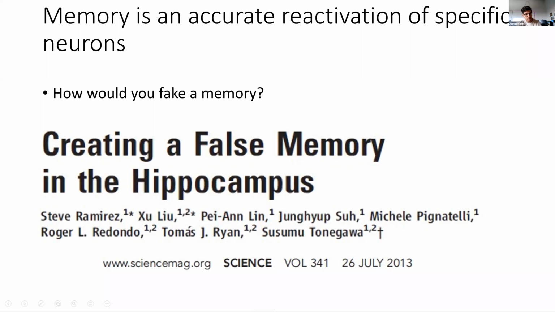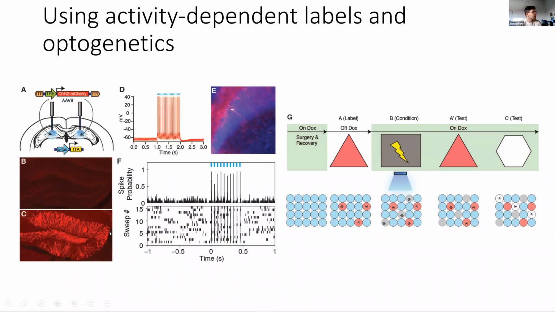Of course, it's a science paper, but it's not too long actually, and the explanation is fairly clear. So, creating a false memory in the hippocampus. I'm going to explain to you the basic way that they did it. What they did was they used a driver called CFOS. You don't need to know the exact thing behind that. You just need to know that CFOS is activated when a neuron is really active.